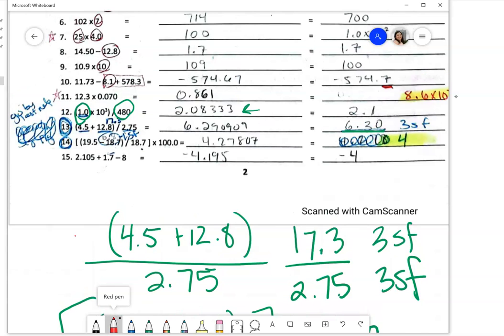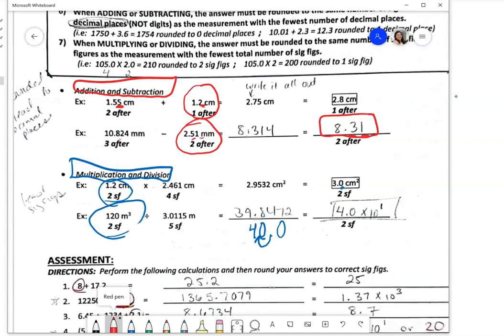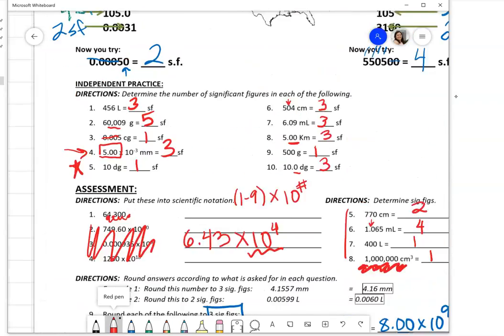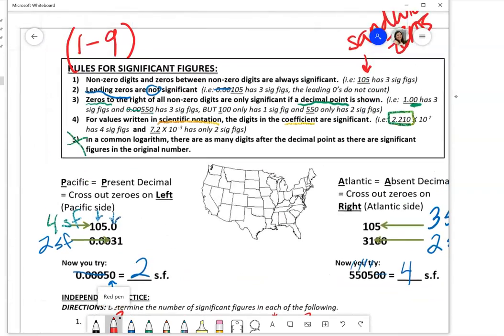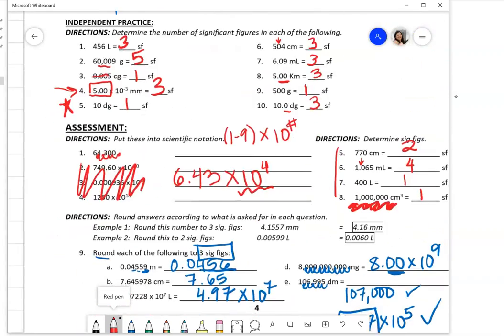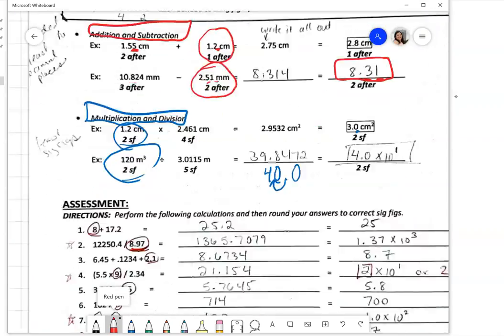Alright, hopefully this video helped you. This is what we went over in class, or we will be going over in class, so make sure you review this because this follows us throughout the course.